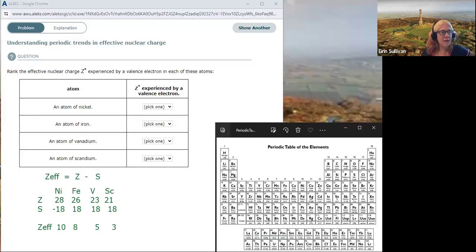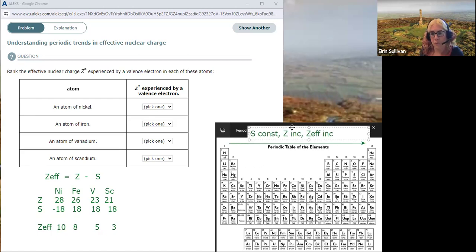Let me just summarize that for you with a visual representation: as you go across a period, your S is constant, your Z increases, so your effective nuclear charge increases. I had a look through the questions, and I didn't see any talking about going down a group, so let me just point that out for you real quick. That arrow's not really where I would want it, and I can't move it. Whatever, it's a bit closer.